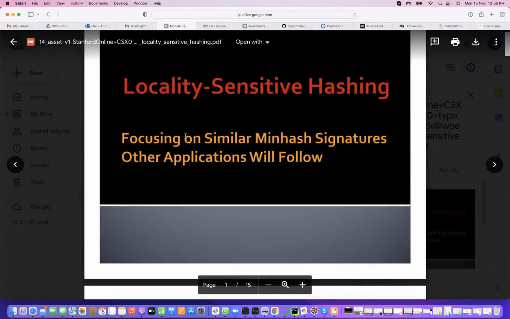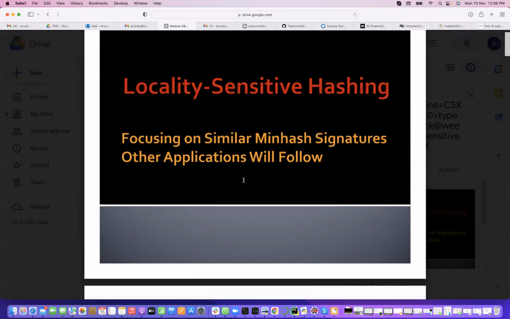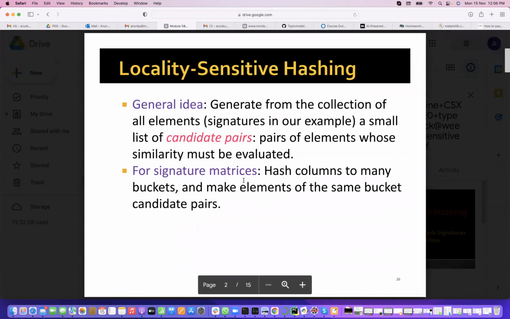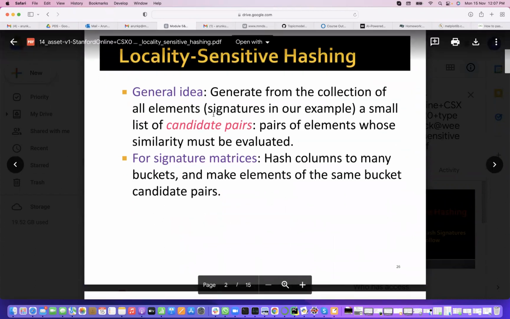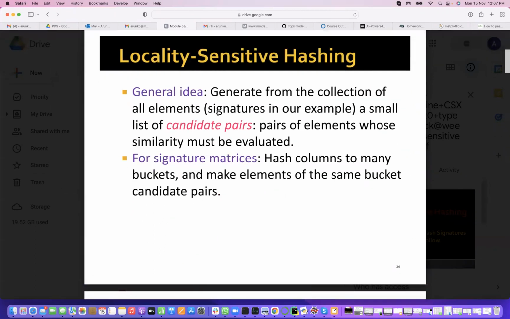So now, locality sensitive hashing, focusing on similar min hash signatures; other applications will follow. Locality sensitive hashing means the general idea: generate from the collection of all elements, signatures in our example, a small list of candidate pairs, pairs of elements whose similarity must be evaluated.